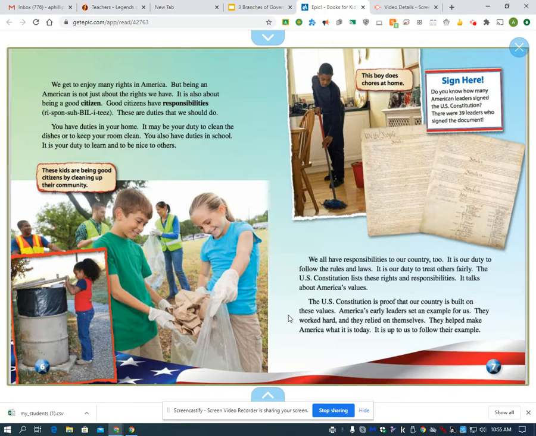America's early leaders set an example for us. They worked hard and they relied on themselves. They helped make America what it is today. It is up to us to follow their example.